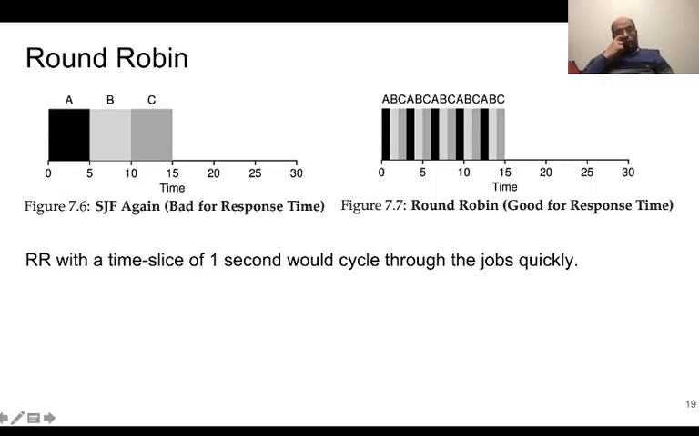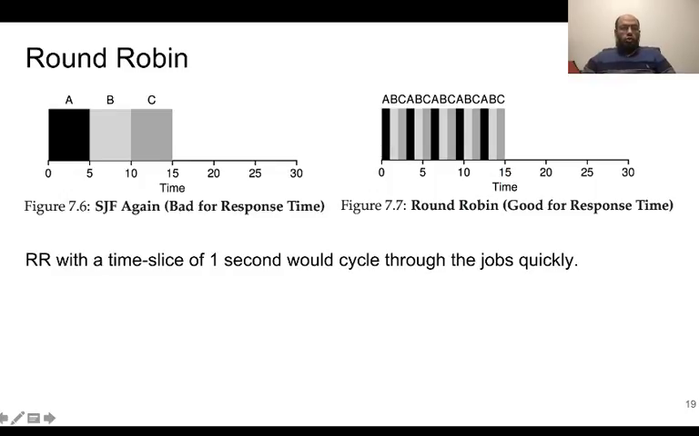So if these are 3 jobs arriving at the same time, they are A, B, and C. They are equal in size. Each one of them is basically 5 time units. Then if you use round robin, you will allocate each one getting 1 time unit, or 1 second, or 1 millisecond, or 1 microsecond, depending on how large the job is. But you basically have a quanta of 1.